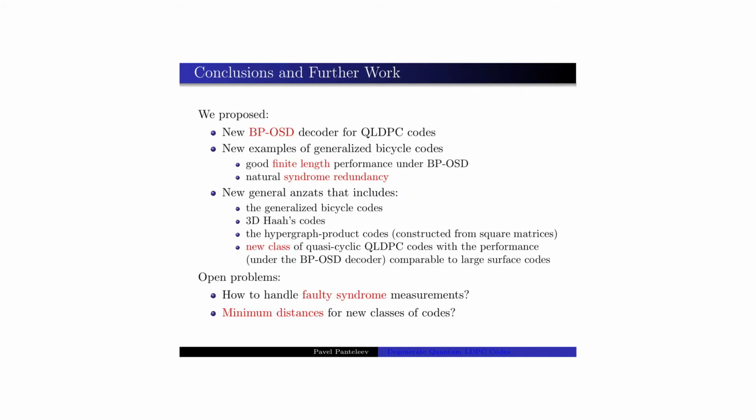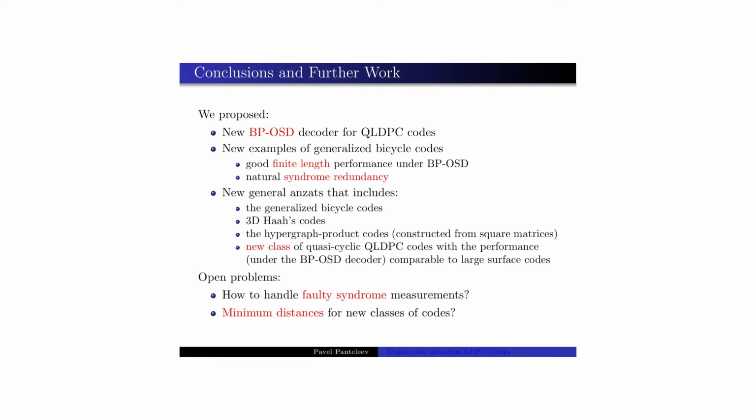So here's the conclusion. We propose a new BP-OSD decoder for QLDPC codes. We propose new examples of generalized bicycle codes. They have good finite length performance, and they also have natural syndrome redundancy. We also propose a new general ansatz, a new general class of codes that contains many known classes of codes like generalized bicycle codes, 3D Haar codes, and the hypergraph product codes when they are constructed from square matrices.